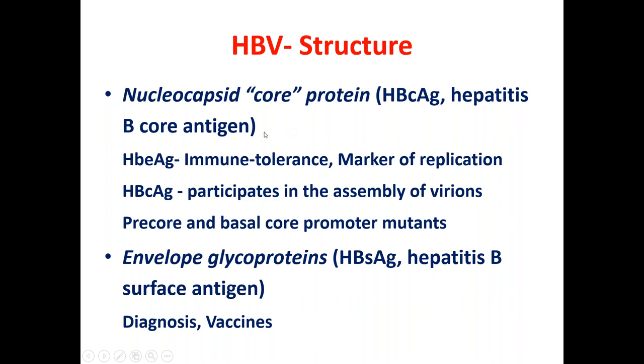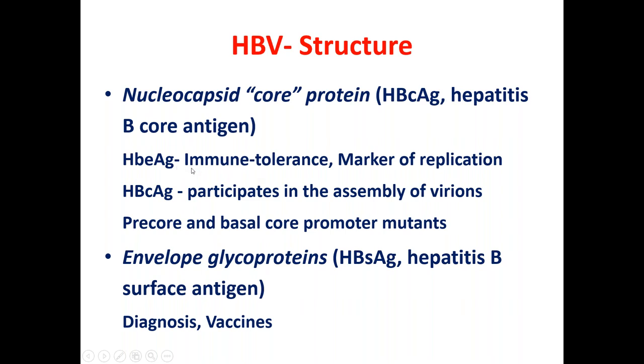Now here is something about the structure. The innermost structure is the nucleocapsid core, which has a core protein, which we call the core antigen. Now, what is the importance of the core antigen? Depending upon the length, it produces two types of antigen. The first is the hepatitis B E antigen. Now, the importance of this antigen is that it is thought to induce intolerance. Now, how does it produce intolerance?